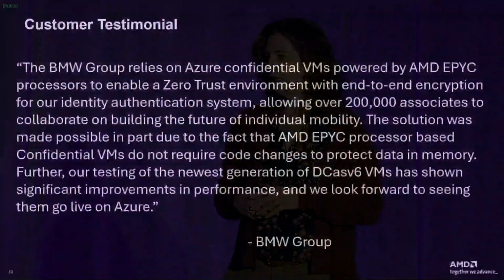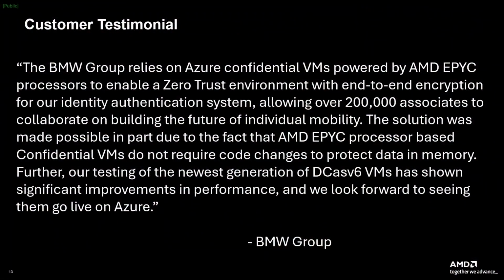And this is from BMW Group. They've been using Azure Confidential VMs, and it enables them to have end-to-end encryption for their identity authentication system. So they've been able to use this to protect the data in memory, and it gives them that capability and confidence that their data is secure.